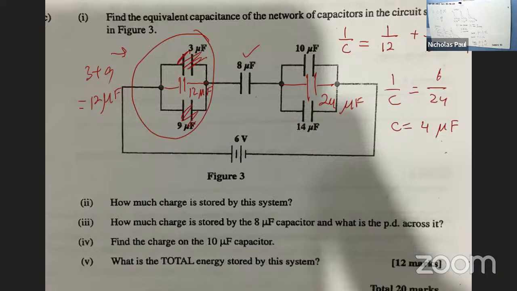Okay, any questions online? So we know the capacitance, now we're going to find the charge. For the formula for charge, I'm using the first formula. I am going to use Q is equal to C times V. I know V and I know C.